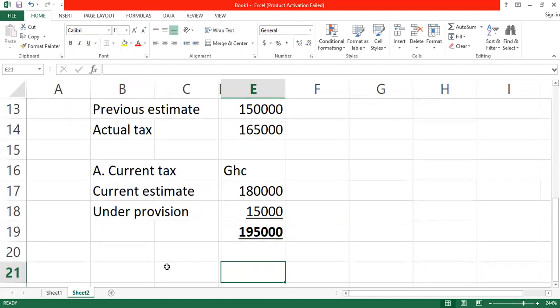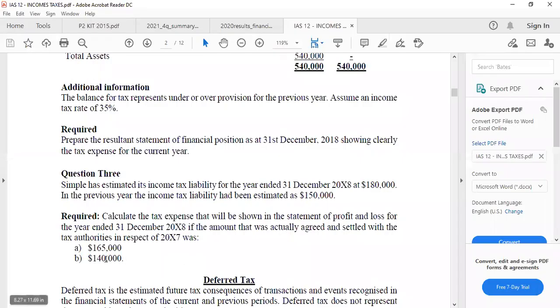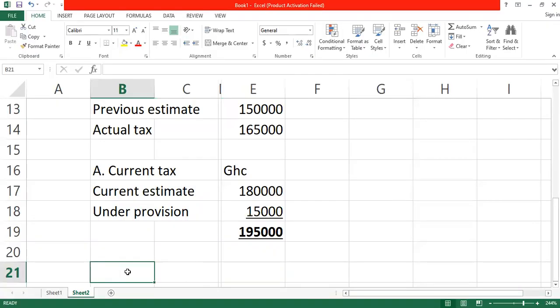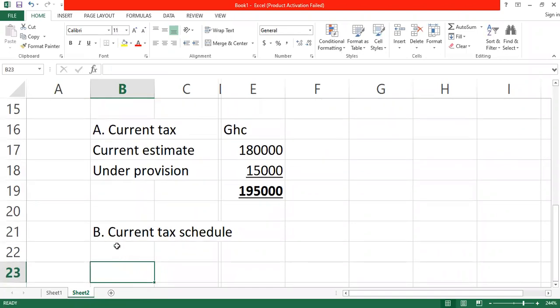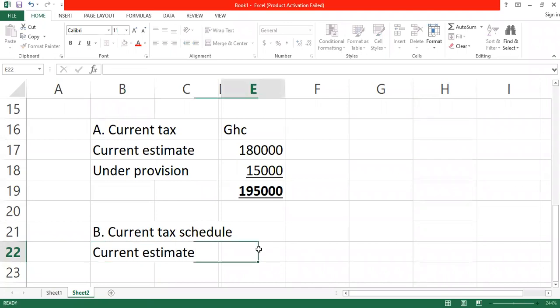Which question is this, please? Question 3. All right. So they are saying that we should assume that our actual tax paid and agreed on is 140. Okay. So B, we have Question 3, our current tax schedule. Okay. So we start with the current year estimate. Current year estimate is 180, isn't it?